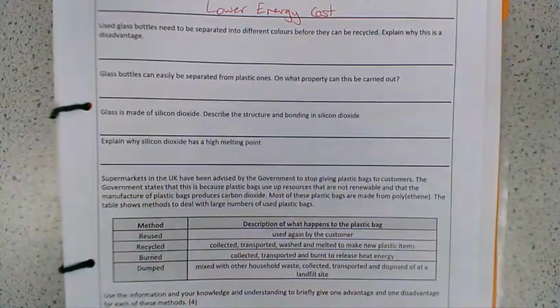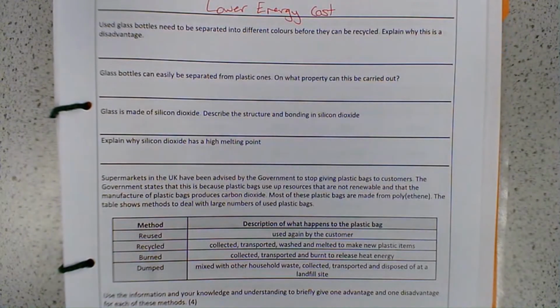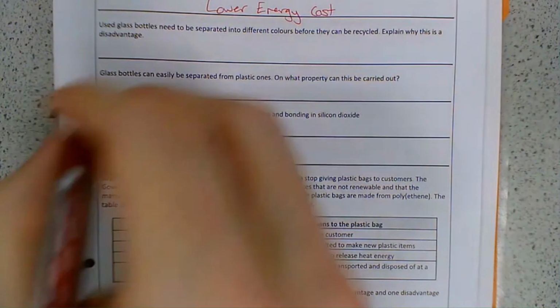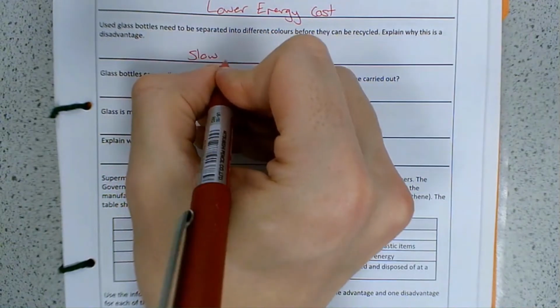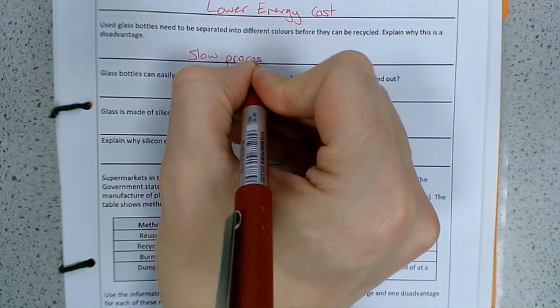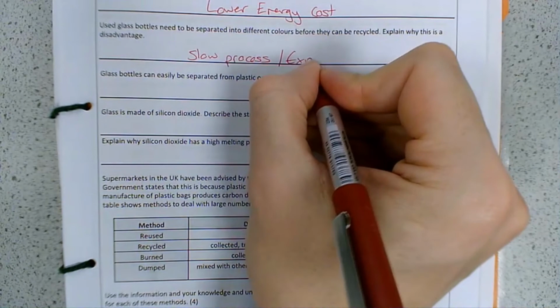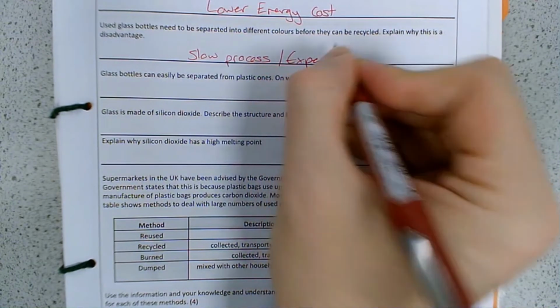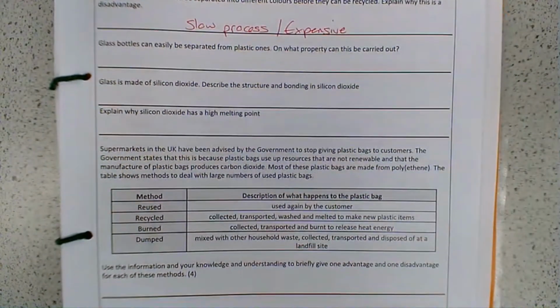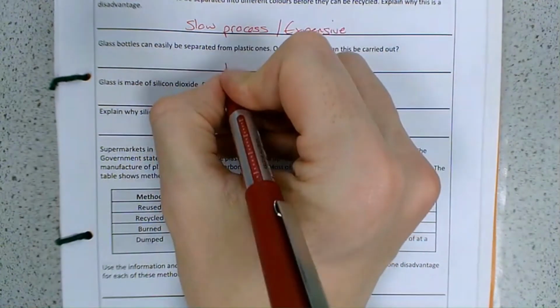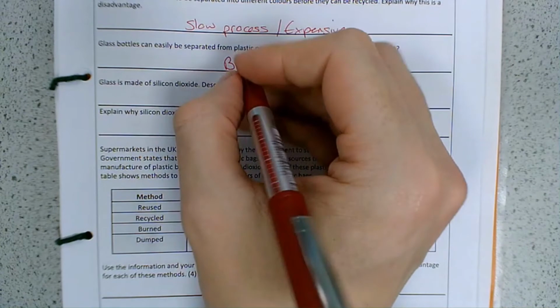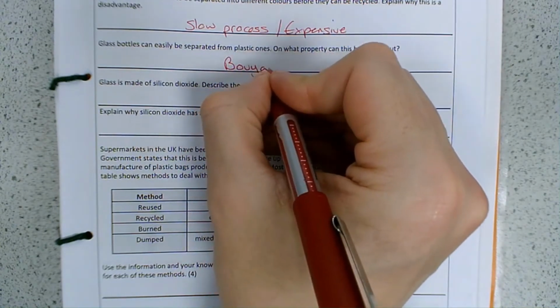Used glass bottles need to be separated into different colours before they can be recycled. Explain why this is a disadvantage. It's a slow process and it's expensive. Glass bottles can easily be separated from plastic ones. On what property could this be carried out? You could use buoyancy. If you place them all into water, only the plastic ones would float.